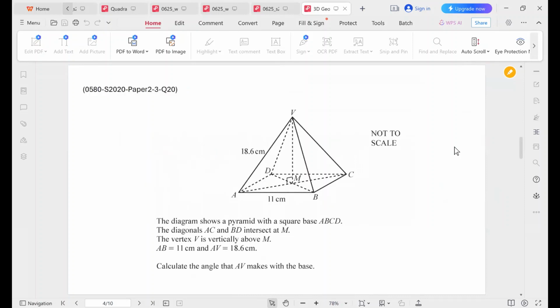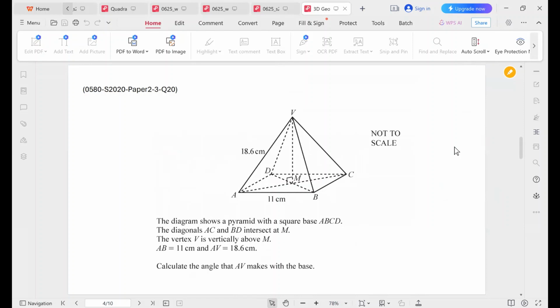We have a similar problem here. A pyramid with a square base ABCD, diagonals AC and BD intersect at M, vertex V is vertically above M, AB equals 11 and AV equals 18.6. It's only slightly different. Let's try to figure it out.